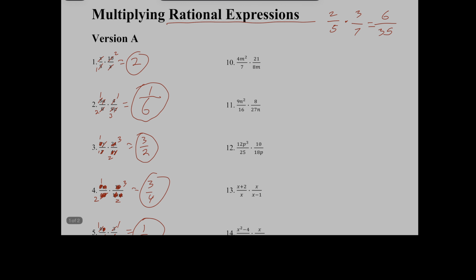I have 2 m's on top. I have 1 on the bottom. That's going to leave me with 1 m on top. 7 and 21 is going to become a 1 and a 3, and my 4 and an 8 is going to become a 1 and a 2. What's left over? 3m over 2. See how I'm just canceling things out?